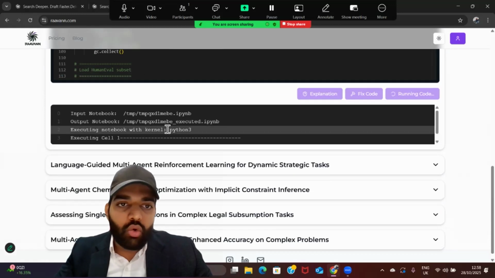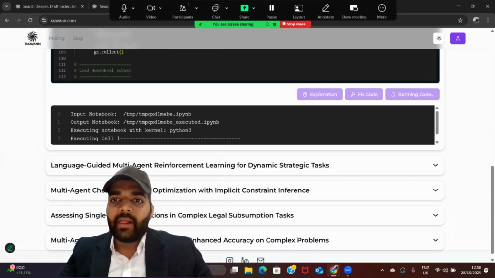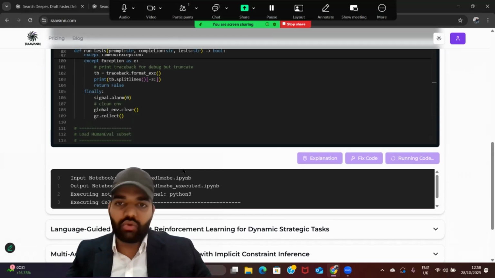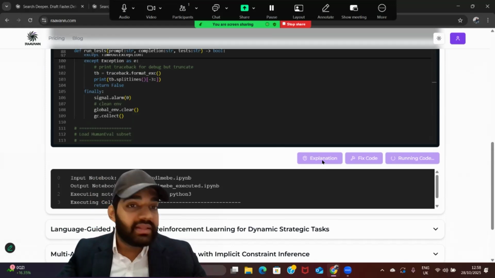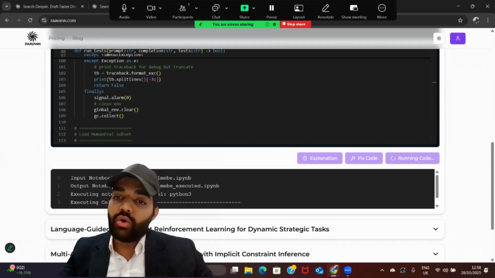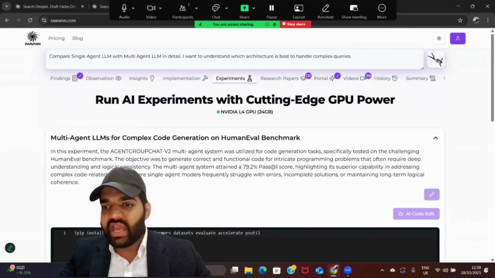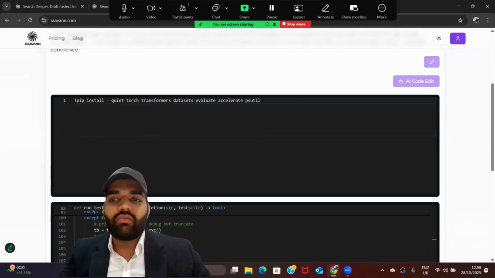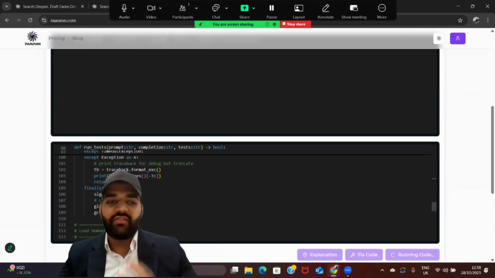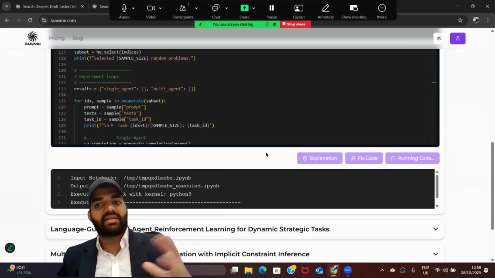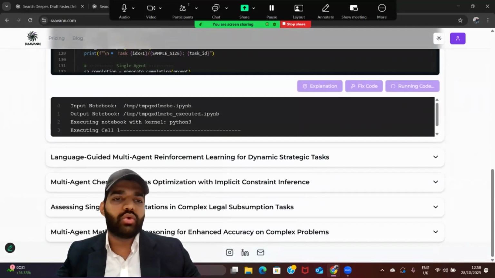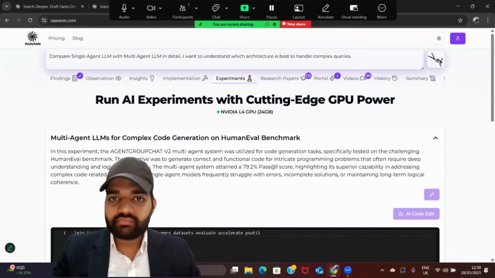Now you can see the code is running over here. Once the code is completely executed, you can see the explanation of what happened in the code, why it happened, and how you can fix it. Here we also have an AI code editor. You can click, say what you want to edit in the code, and we will edit the code accordingly. So that is the experiment side, the whole end to end of how you can conduct experiments.